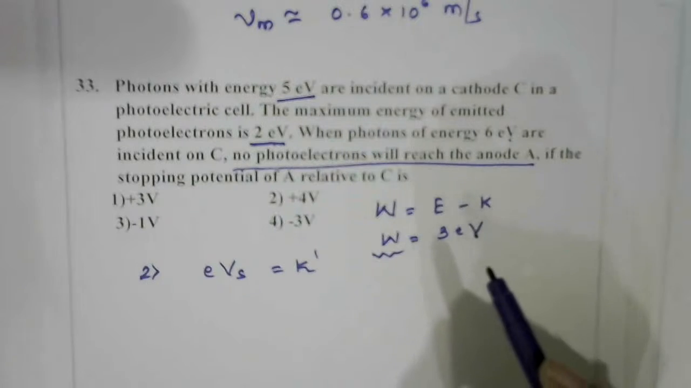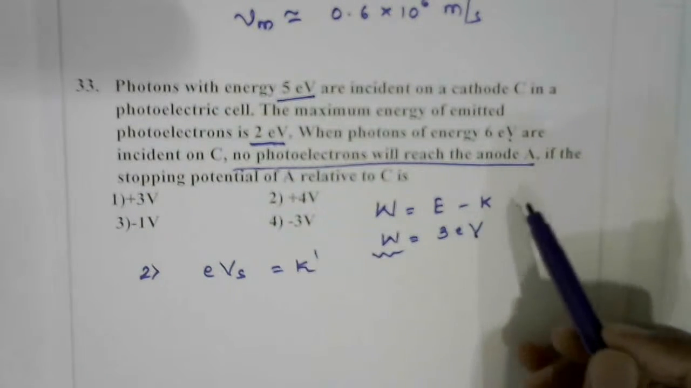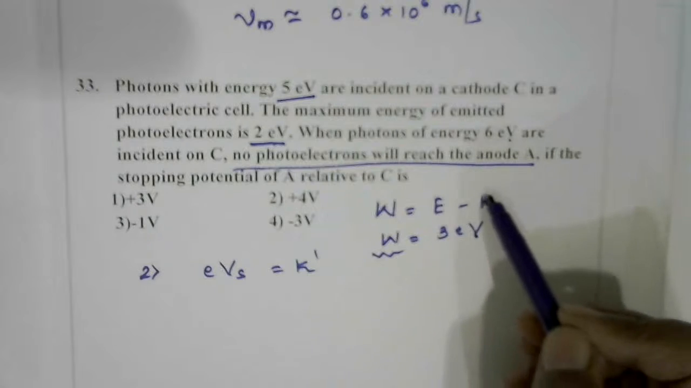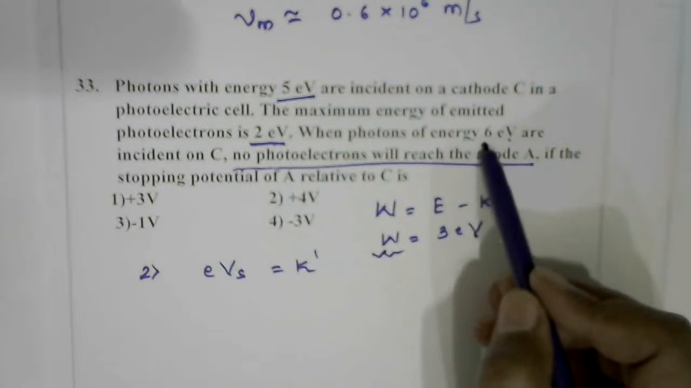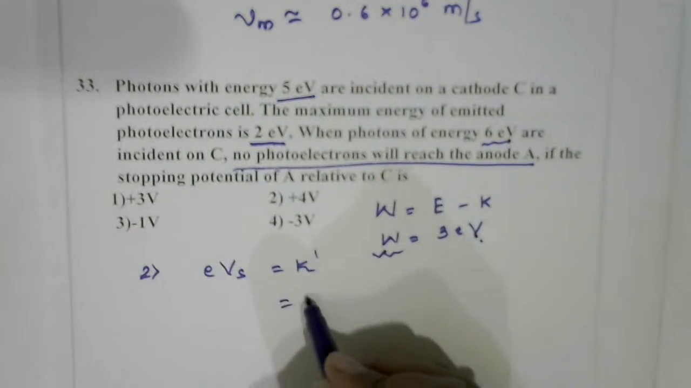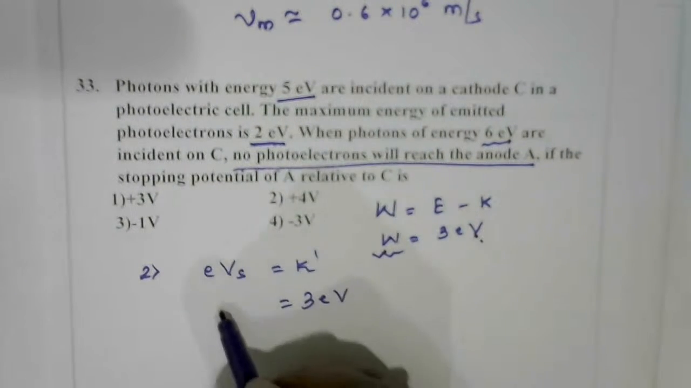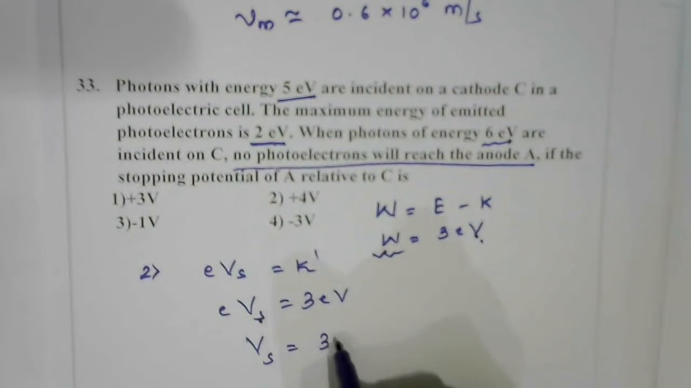Yes, many of you are answering already. Shreyas, Satvik, Mallesh, good. So the work function is not going to change. This time the incident energy is 6 electron volt minus 3 electron volt, so the kinetic energy became 3 electron volt. Then the stopping potential is 3 volt. But be careful.